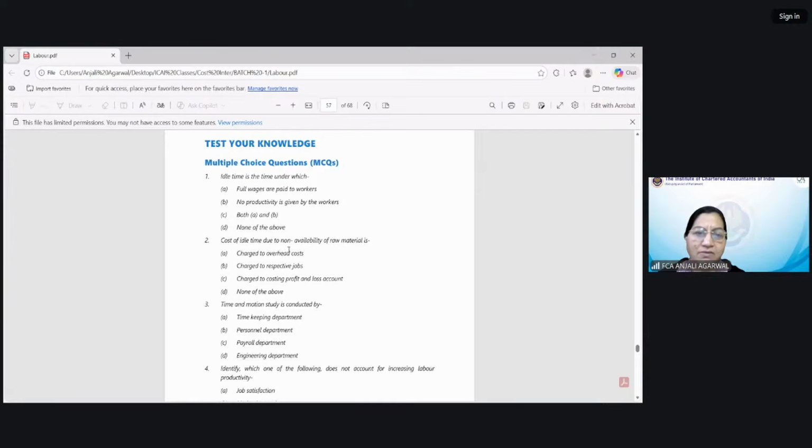But otherwise, non-availability of raw material. If you remember, we've done the raw material chapter, material cost. We have seen that we must keep safety stock, buffer stock. We should not get into stock out situations. And if we do get into stock out situations, that is not something normal. So therefore, any cost which is caused because of abnormality should be charged to costing P&L account.